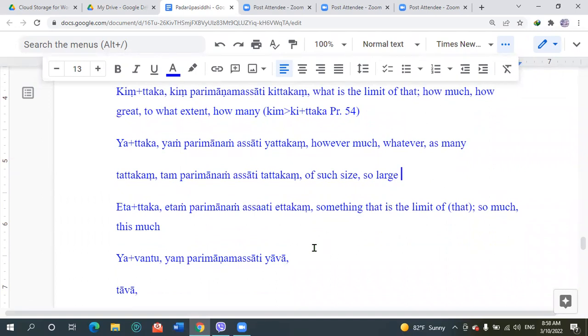Because it's difficult to translate, usually yang and tang go together, right? If we have yang, we have yattakaṃ and then we have tattakaṃ. So usually we translate them together. We don't translate them separately. Yeah, separately, yes.